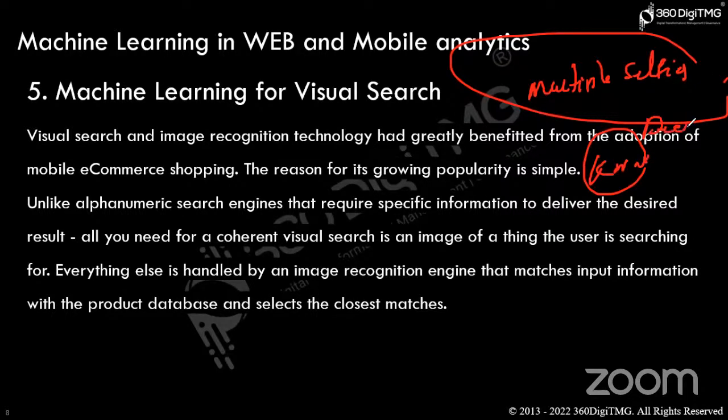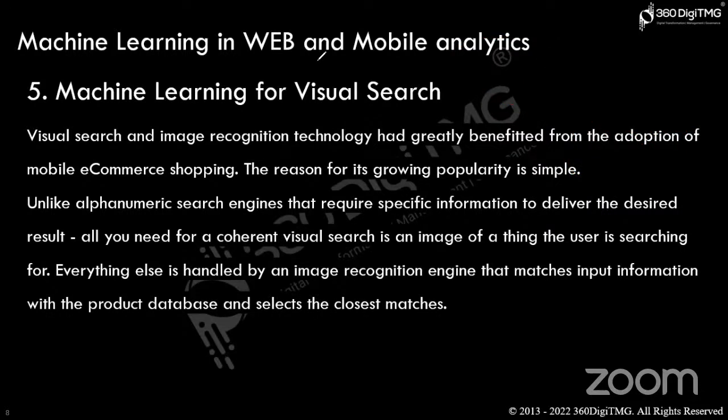That is in deep learning. Deep learning k nearest neighbor algorithm. It will be used to predict which images are similar. The same algorithm will be used when it comes to machine learning visual search. What happens? Visual search and image recognition technology have greatly benefited from the adoption of mobile e-commerce shopping, especially e-commerce sites. They have benefited a lot when it comes to visual search. What you need to do is simply take a picture.